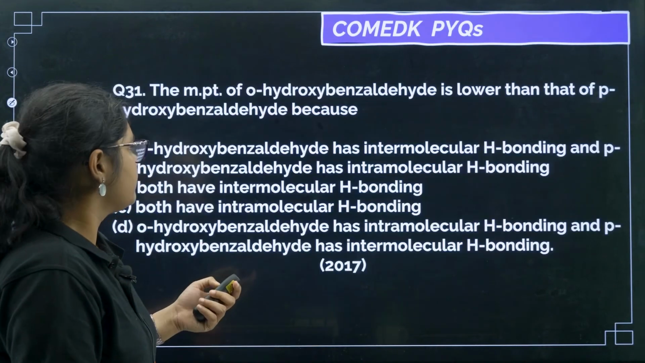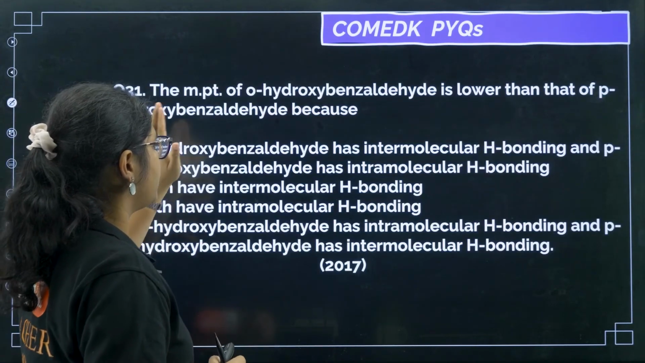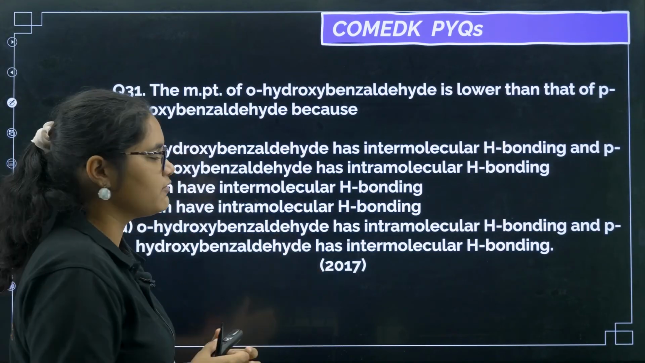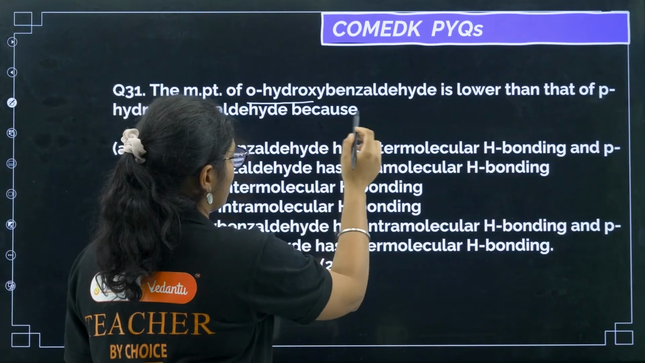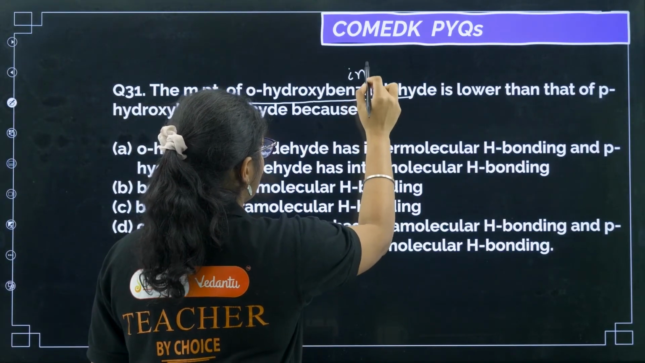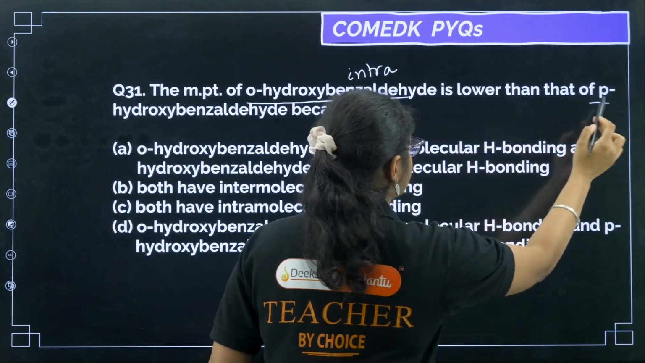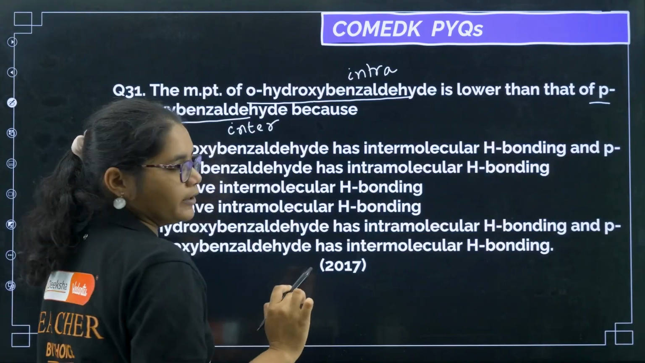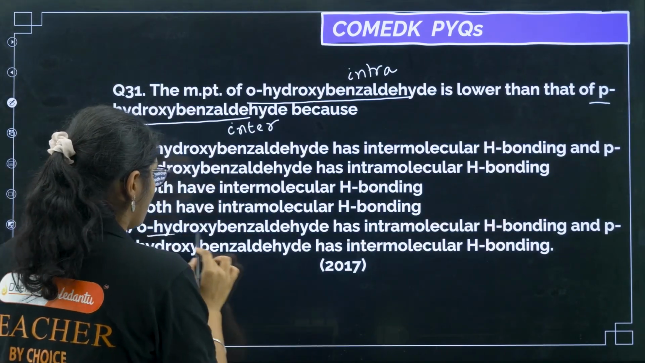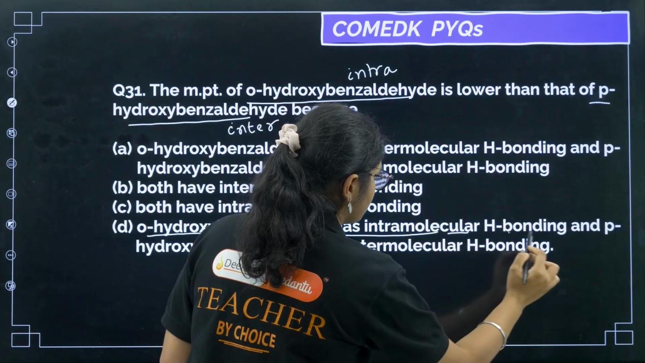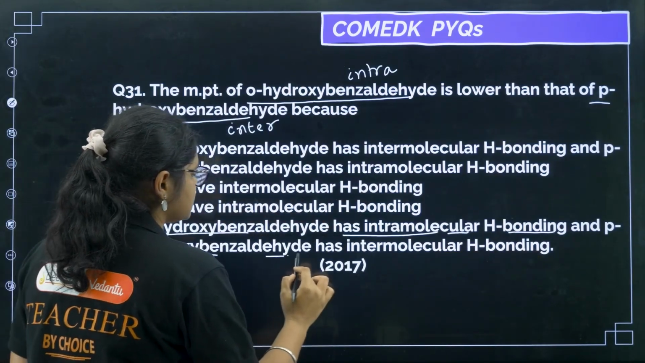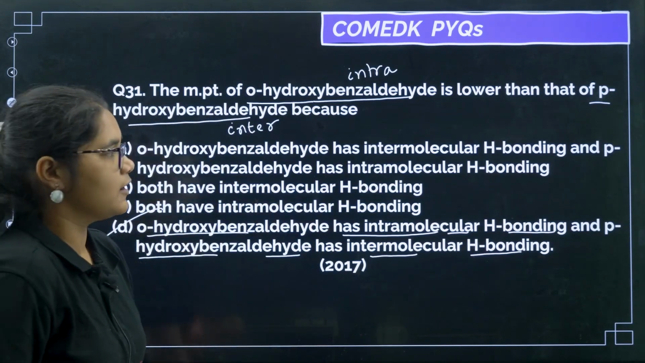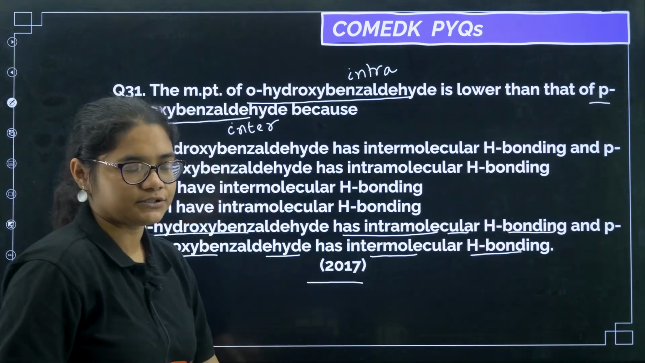Then one more question: the melting point of ortho-hydroxybenzaldehyde is lower than para-hydroxybenzaldehyde because of... In ortho-hydroxybenzaldehyde we get intramolecular hydrogen bonding, and in para-hydroxybenzaldehyde we get intermolecular hydrogen bonding. So that is why the answer is here. Option number D is the correct answer. This was a 2017 COMEDK question.